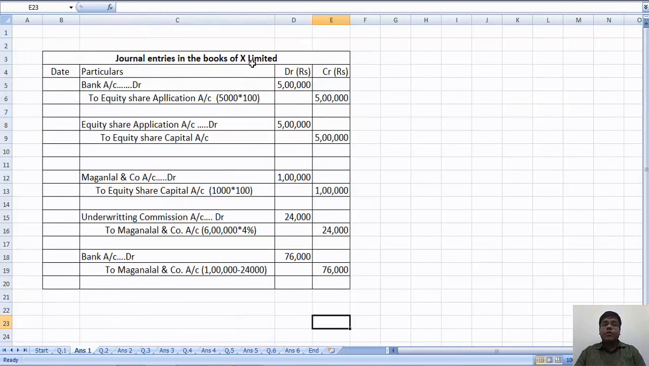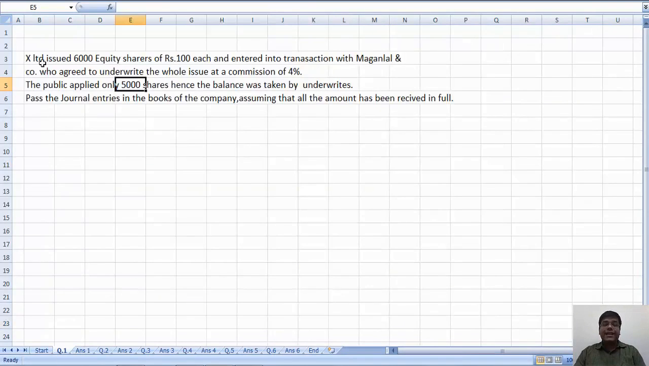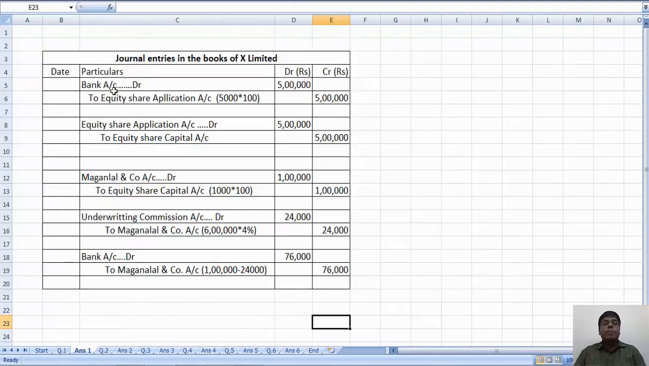Journal entries in the books of X Limited as X issued equity shares. Bank account debit to equity share application. Application means how many shares applied, that is 5,000 into 100, 5 lakh. So immediately we transfer to equity share capital. So equity share application account debit to equity share capital account 5 lakh.